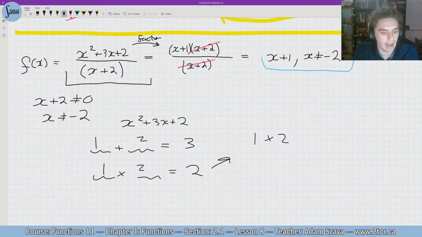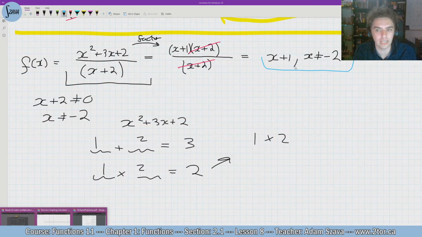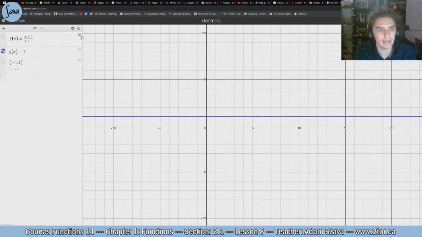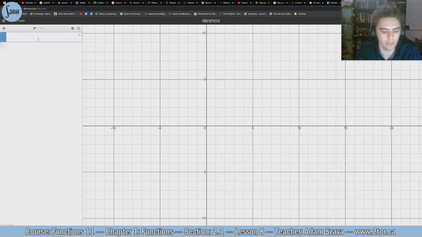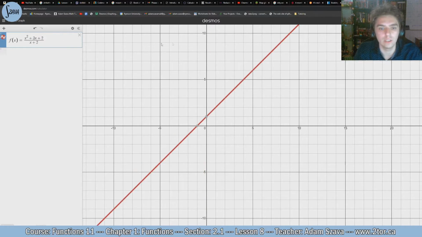So if I look at the graph of f of x, we're going to see it's just x plus 1. But we have a hole there. So if I look at f of x, which was (x squared plus 3x plus 2) over (x plus 2), you see that's completely the same as the line x plus 1. These two are the same thing essentially. So my dotted line will be our x plus 1.